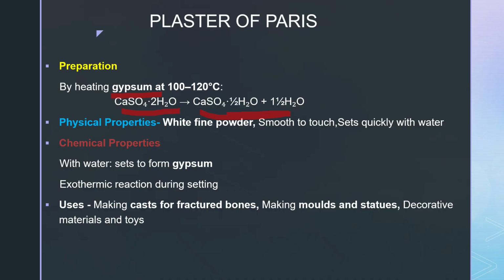Physical properties: it is a white fine powder, smooth to touch, and sets quickly with water. You all have seen false ceilings in your home. This is just because of plaster of Paris. Now chemical properties: it sets with water and gives gypsum again. It is an exothermic reaction during setting. It is used for making casts for fractured bones, making molds for statues, and decorative material and toys.